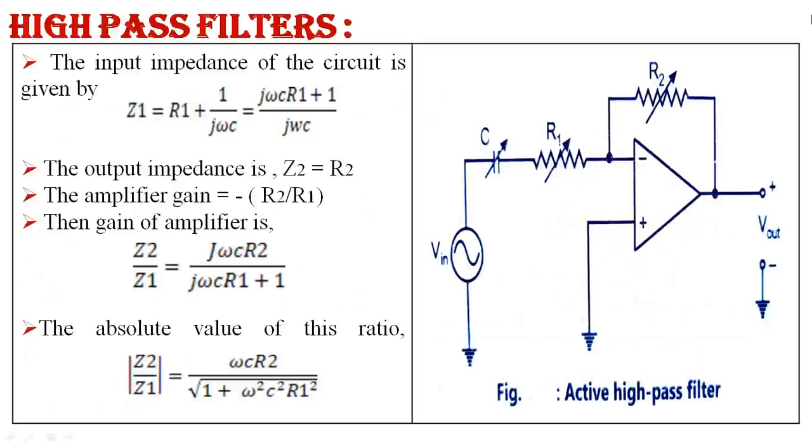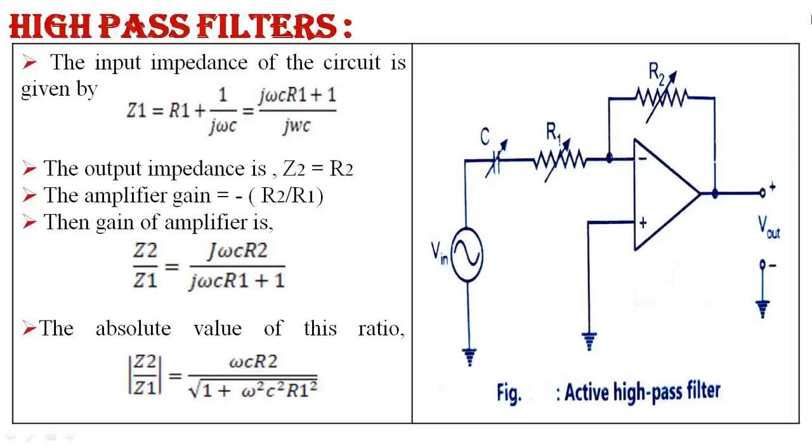Now see the circuit diagram of the active high pass filter. There is a capacitor at the input and a resistor in feedback, given to the inverting terminal, and the non-inverting terminal is grounded. So it is the inverting amplifier. The input impedance of the circuit is given by Z1 is equal to R1 plus 1 upon j omega c, which is j omega c R1 plus 1 upon j omega c. The feedback impedance is Z2 is equal to R2. The amplifier gain is equal to minus R2 upon R1.